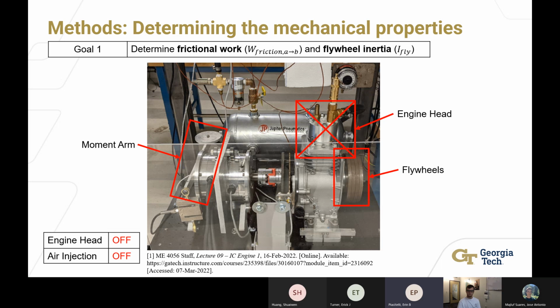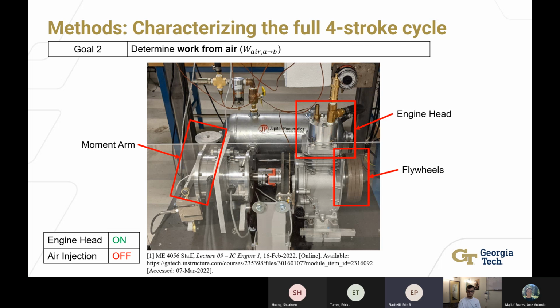The mechanical properties of the IC engine include frictional torque and flywheel inertia. To determine these, the engine begins with the engine head off with no air injection. The motor torque and angular position is obtained for low, medium, and high speeds by turning the potentiometer between 0 and 1 full rotation in forward operation. This data is plotted as motor torque versus angular position. The frictional torque is found by observing the average steady-state torque, and the flywheel inertia is determined by calculating the acceleration from 0. This process is then repeated for one velocity with only one flywheel. This frictional torque is then used to calculate frictional work.